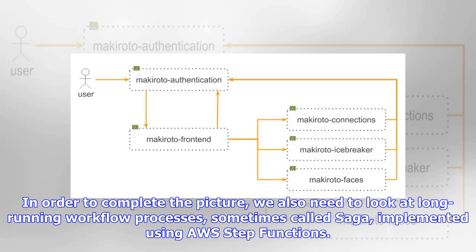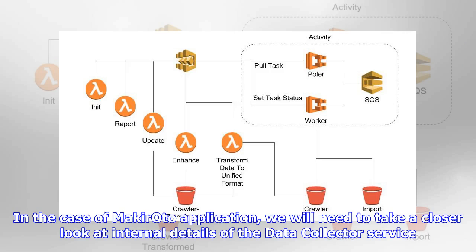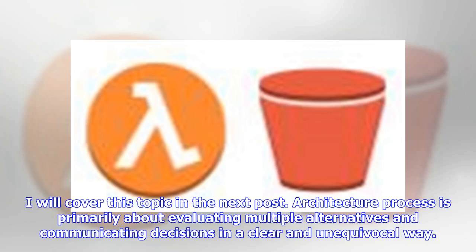In order to complete the picture, we also need to look at long-running workflow processes, sometimes called Saga, implemented using AWS Step Functions. In the case of the Makiroto application, we will need to take a closer look at internal details of the data collector service. I will cover this topic in the next post.